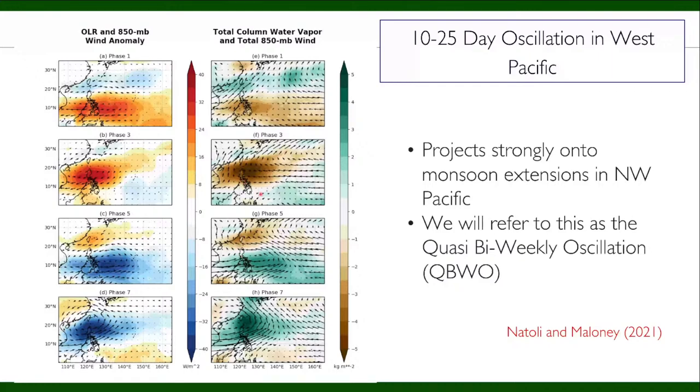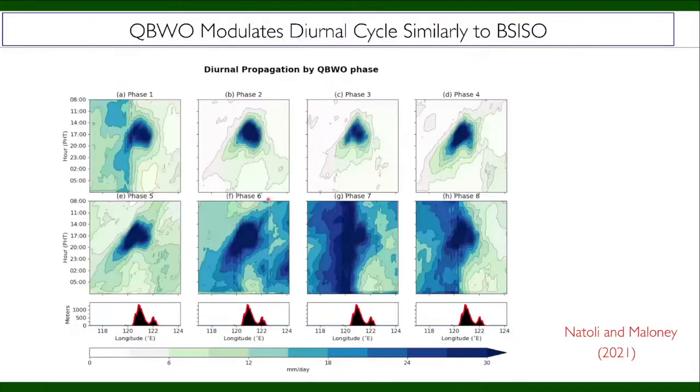And we wanted to look at whether or not this modulates the diurnal cycle. And the answer is yes, it looks very, very similar to what we see for the BSISO. So we've modified the phases to be comparable to the BSISO phases we saw before. And very similarly, during these transition periods between suppressed convection and enhanced convection, like phases 4, 5, and 6 here, you see an increase in diurnal cycle amplitude that propagates offshore of the Philippines.